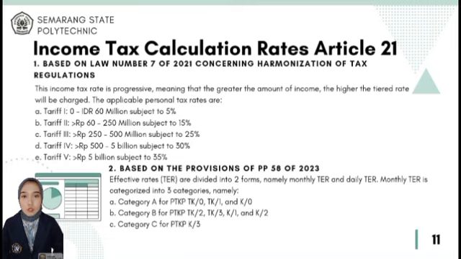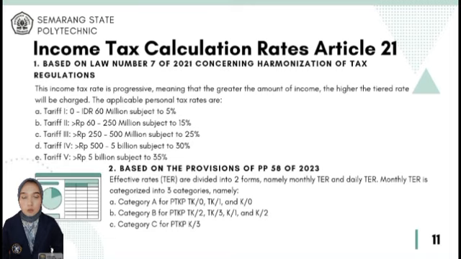There are two ways for calculating tax for this research. First, based on Law No. 7 of 2021 concerning harmonization of tax regulation, where there are 5 levels of tax. The nominal value starts from 60 million to 5 billion and above, with tax rates ranging from 5% to 35%. Then, based on the effective average rate, tax imposition is divided into 3 categories according to the taxpayer condition.